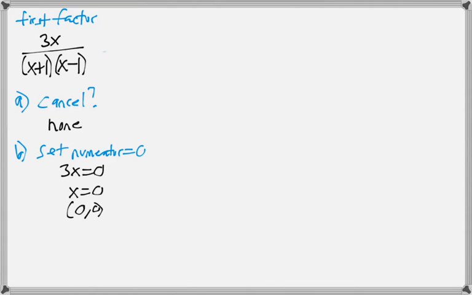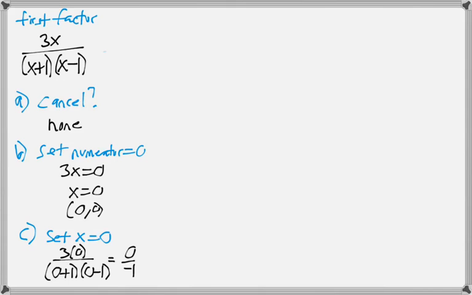Part C is the y-intercept. And to do that, we want to set x equal to 0. So this is going to be, and I'll use the factored version, 3 times 0, 0 plus 1, 0 minus 1. So the top will be 0. This will be plus 1 times negative 1, which is negative 1. And then 0 divided by that is just 0. So this is also 0, 0.